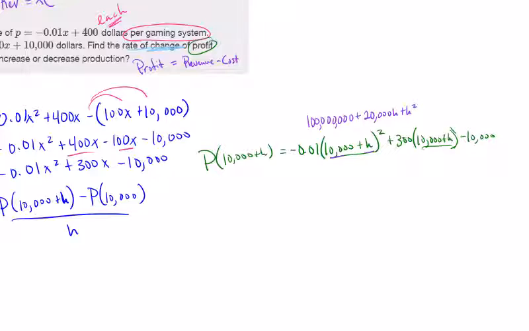So then we still have that negative 0.01 in front, so we're going to distribute that. And so we'll end up with negative 0.01 times this number, which takes away a couple of zeros and changes the sign. So it's going to turn into negative 1 million, right?